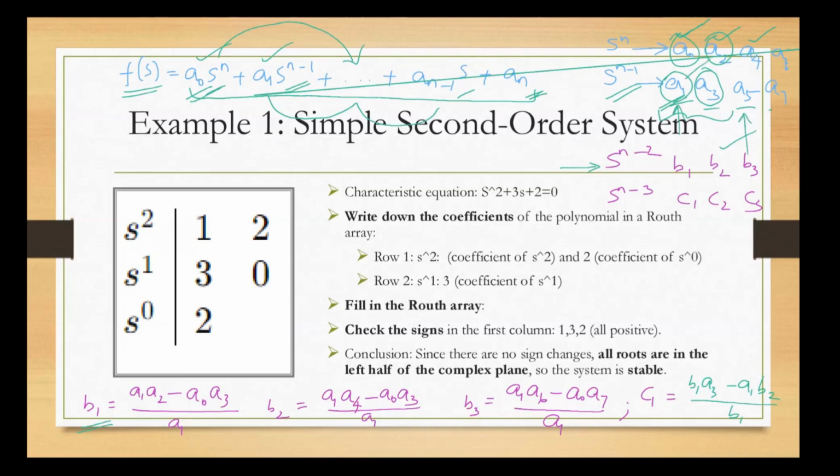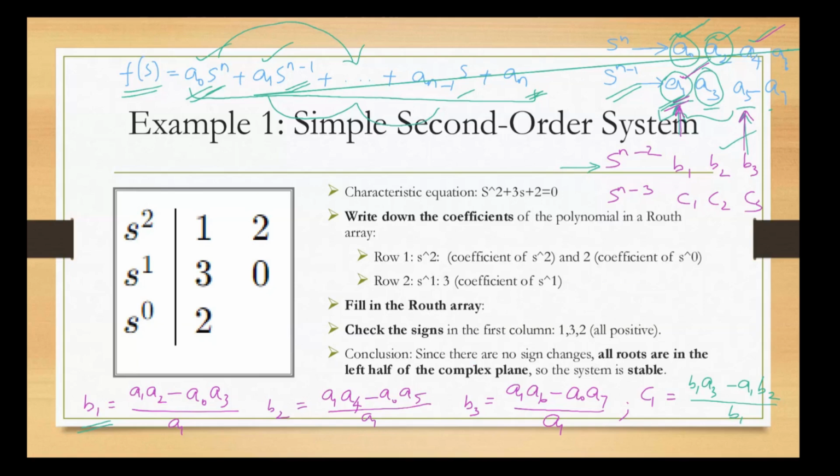Similarly, b2 will be calculated from the first column as well as the third column of the previous two rows. That is a1 multiplied with a4 minus a0 multiplied with a5, divided by a1. Similarly, b3 will be calculated from the first and the fourth column: a1 multiplied with a6 minus a0 multiplied with a7, divided by a1.